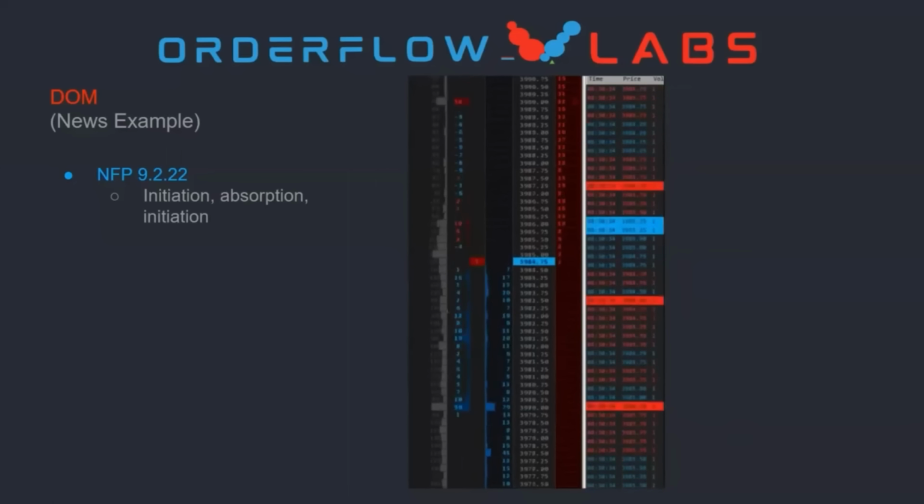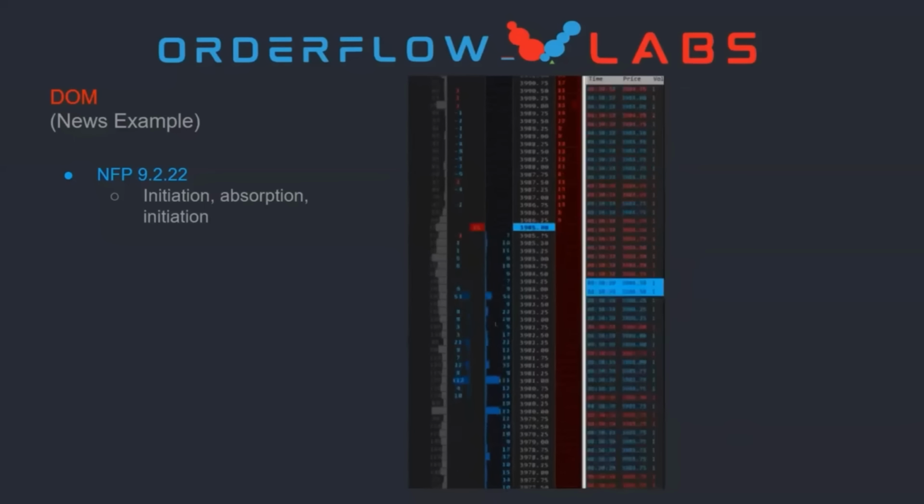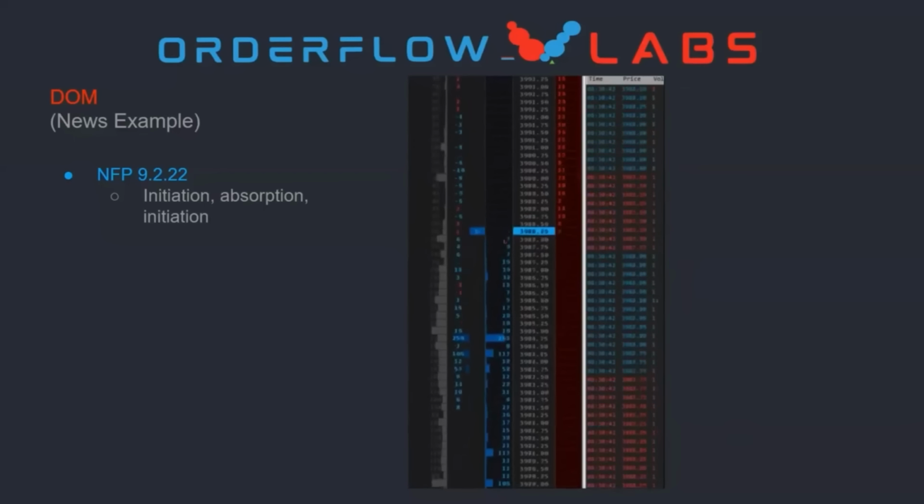Yep. See how the book went full, just bid side there. I mean, offer completely pulled, and they're getting soft. We got this 200 lot stepping in, this one behind it. Now they're initiating. Watch them step in above. There you go, just like that.